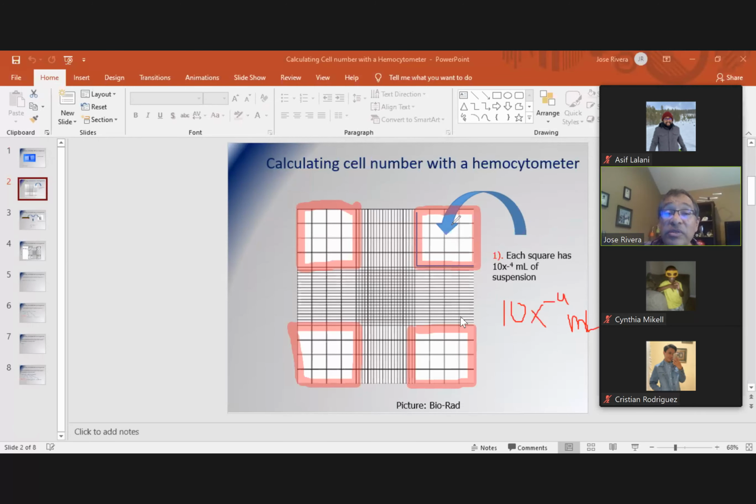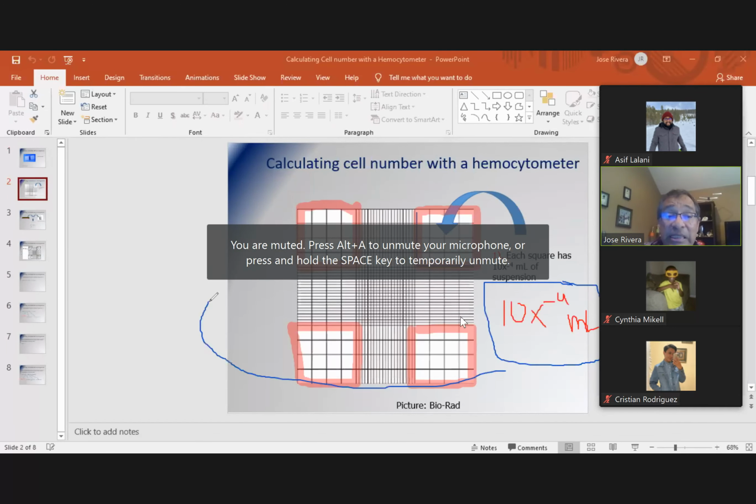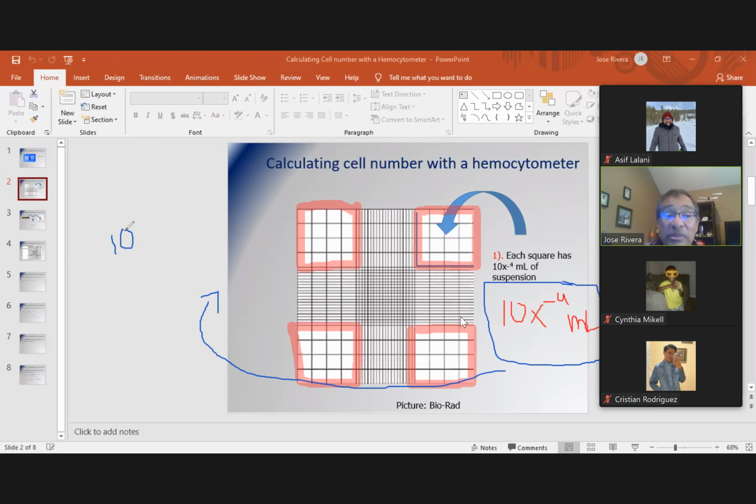Okay, so when you put your cells here, when you're trying to estimate the number of cells, you're always going to multiply the cells by the reciprocal of this number, which in this case is 10 to the 4 or 10,000. So whatever number you count in this grid, at least if you haven't diluted the cells, you're going to multiply by 10,000.